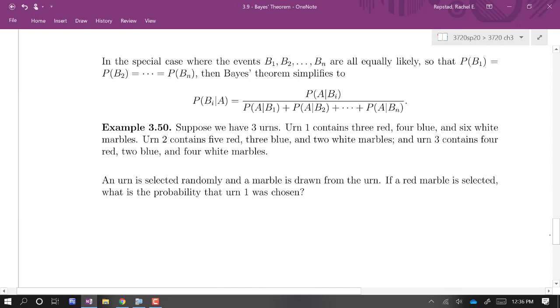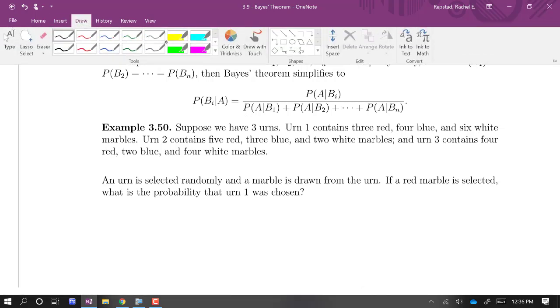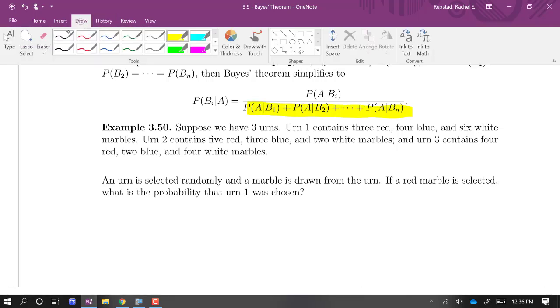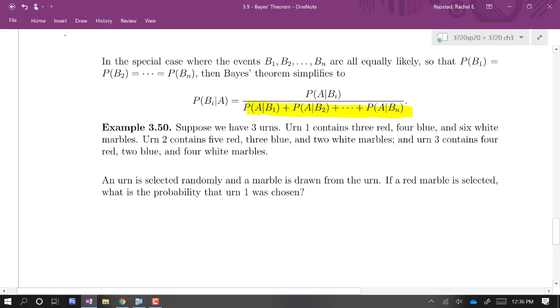Okay. Now suppose there's a special case where these events, these B sub i's that we use to partition the sample space, are all equally likely. Then Bayes' theorem simplifies a little bit. You can see the bottom looks a little bit different. They're no longer products that we're adding, but just the individual conditional probabilities. You can still approach each problem the way we did with the probability tree, and to be honest, that's usually how I do it.